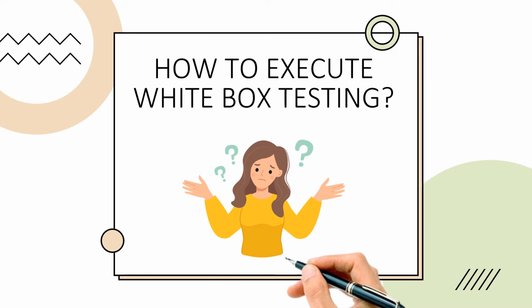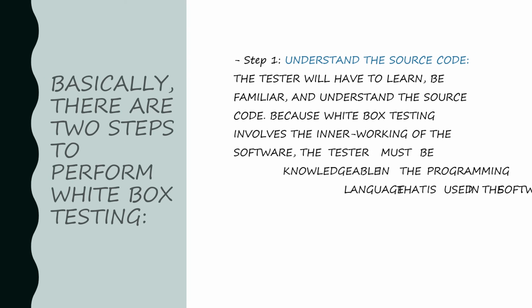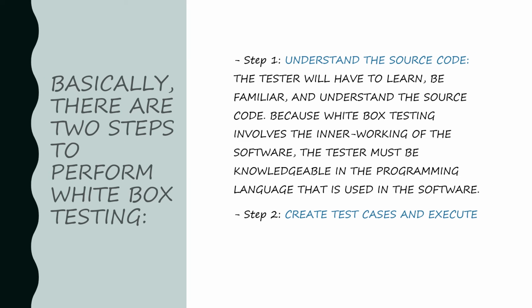How to execute the whitebox testing? Basically, there are two steps to perform whitebox testing. Step 1. Understand the source code. The tester will have to learn, be familiar, and understand the source code because whitebox testing involves the inner working of the software. The tester must be knowledgeable in the programming language that is used in the software. And step 2. Create test cases and execute.